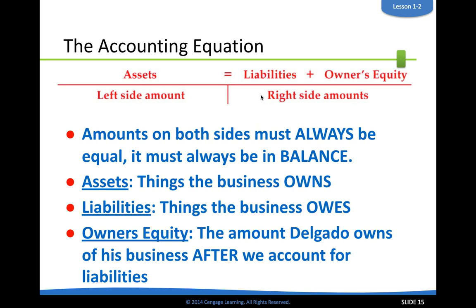Just as a review from lesson 1-1, assets mean things that the business owns. Liabilities are the things that the business owes. And then owner's equity is the amount that the owner, in this case, Michael Delgado, owns of his business after we account for the liabilities. So how much of the assets does Delgado as a business own after the liabilities are paid off?